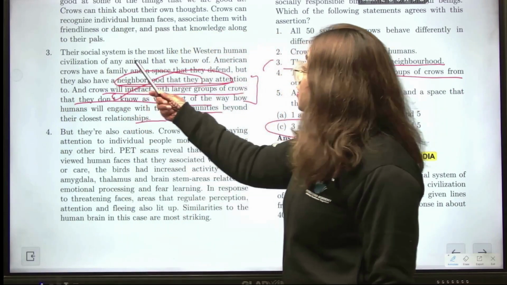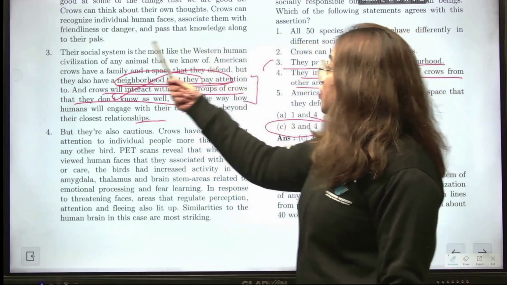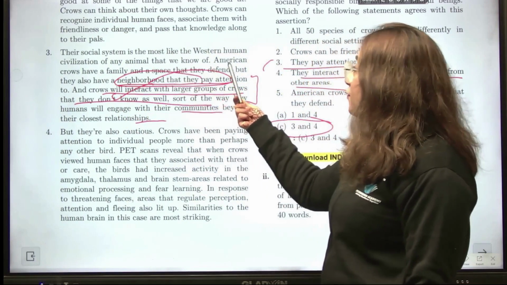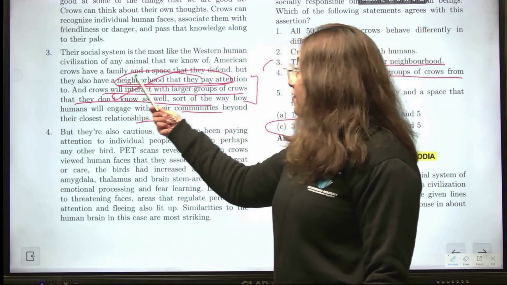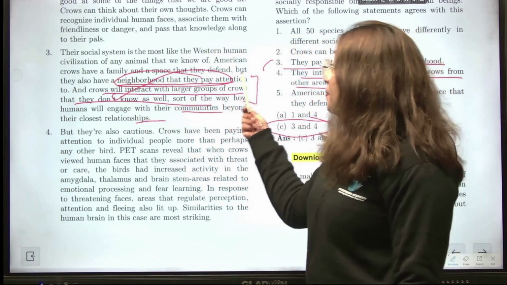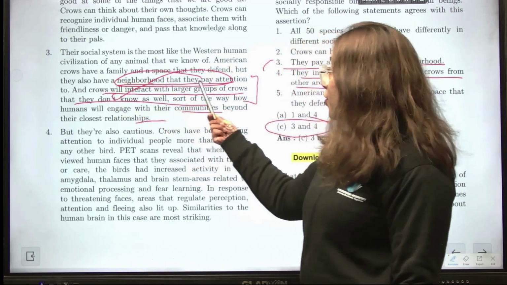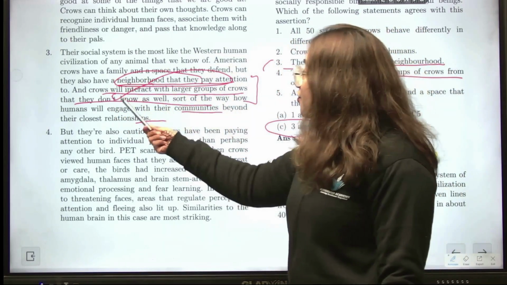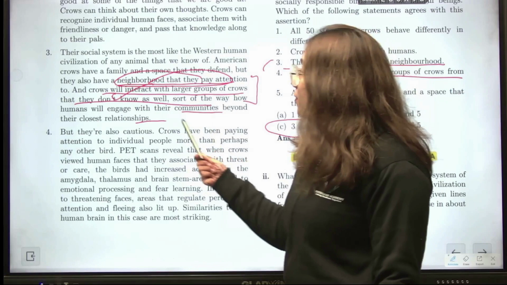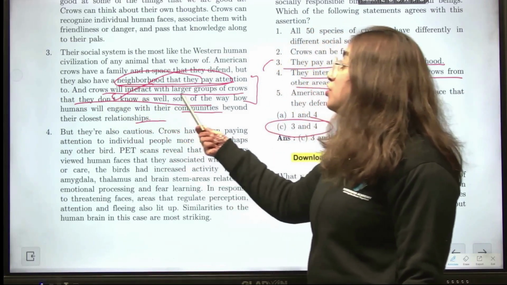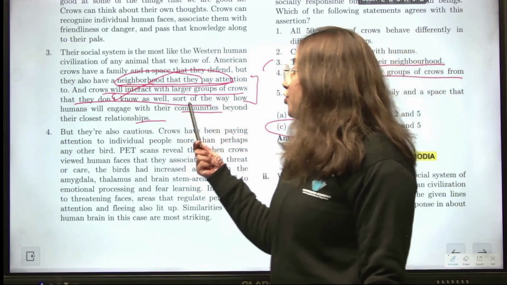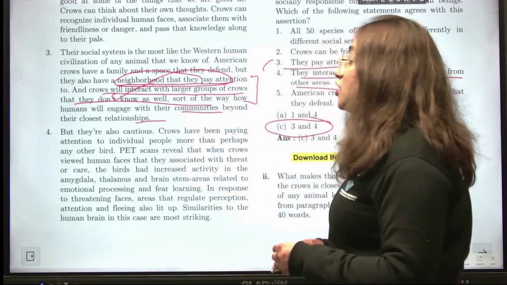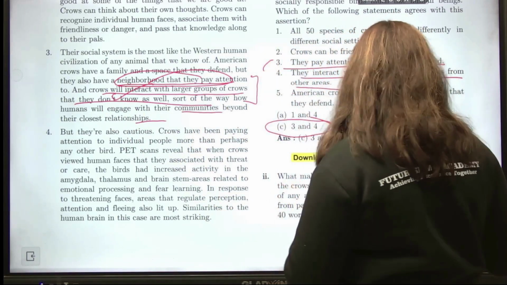The social system is the most like the Western human civilization of any animals that we know of. American crows have a family and a space that they defend, but they also have a neighborhood that they pay attention to, and crows will interact with large groups of crows that they don't know as well, sort of the way humans will engage with their communities beyond their closest relationships.